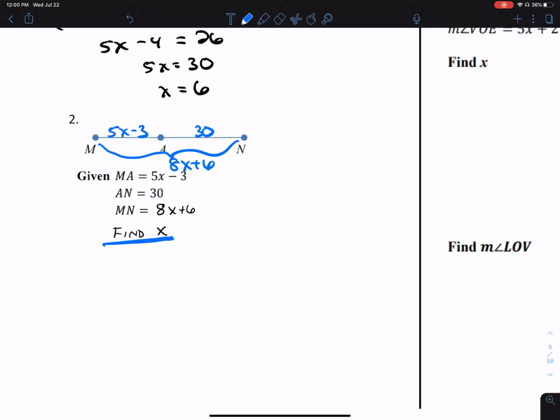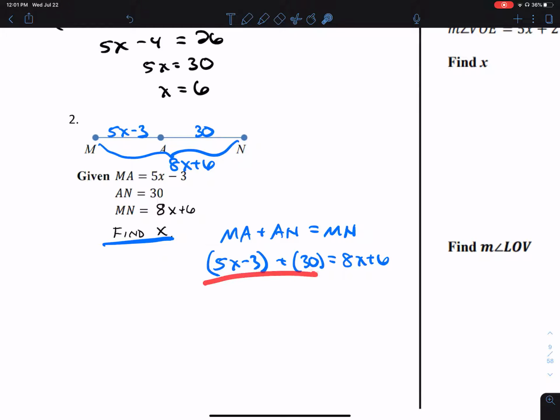We want to first make an equation from a definition, theorem, or postulate. Segment addition postulate. MA plus AN equals MN. MA is 5x minus 3 according to our picture. AN is 30 according to our picture. MN is 8x plus 6 according to our picture. On the left, combine like terms. 5x doesn't have a like term. A minus 3 and a plus 30 is a plus 27. The right side doesn't have any like terms.